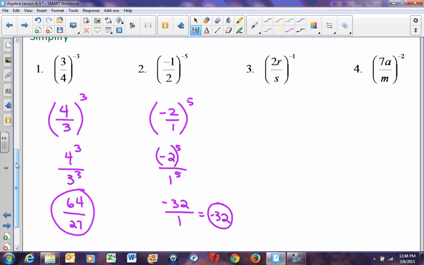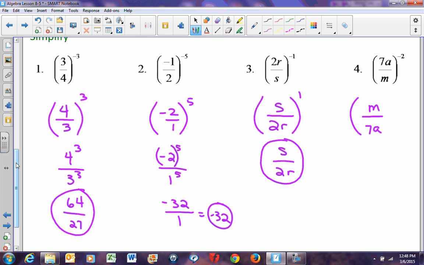So 2r over s, quantity to the negative first power, becomes s divided by 2r, all to the positive first power. So this becomes s over 2r, because 2 to the first is 2, r to the first is r, s to the first is s. Last but not least, 7a divided by m all to the negative second power becomes m over 7a quantity to the second power. So that becomes m to the second over 7 to the second, a to the second, which is m to the second over 49a squared.